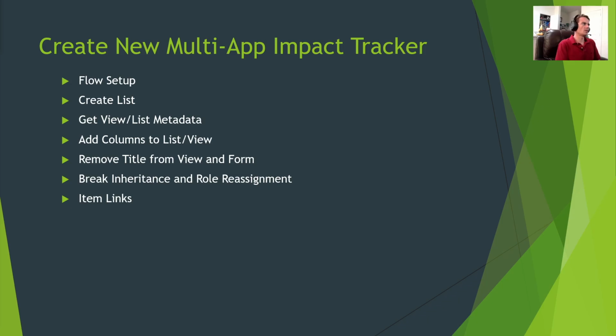All right, so we're going to begin by walking through the creation of the new multi-app impact tracker. This is by far the most in-depth of the three flows that we're going to be looking into. There are a lot of different HTTP requests. Most of them are GET or POST requests. There's also a PATCH. We're going to be getting a few different IDs and a lot of different metadata that we need to edit these different lists and make sure all the columns are added correctly. There are permissions that need to be both broken and then reassigned to be accurate, so that our admins can edit things and so that users are not editing everything. So we're going to go ahead and dive in now.